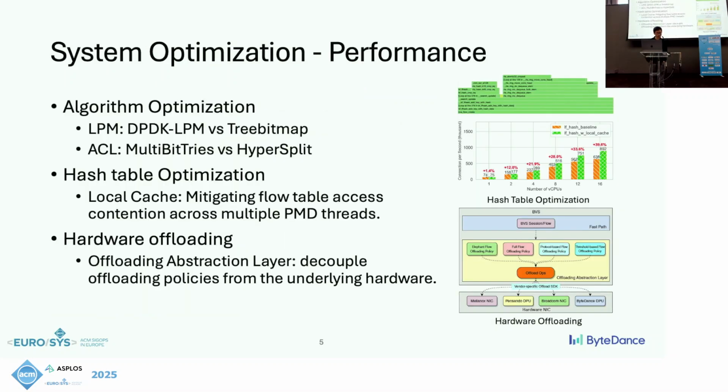On the performance part of the system optimization, I just highlighted three parts. One is algorithm optimization. DPDK comes with a lot of algorithms, right? Some of them you can choose, and some of them come with just one algorithm. For LPM and ACL, we are not using the DPDK native algorithms because those algorithms provide really great lookup performance, but the trade-off is that they consume a lot of memory.